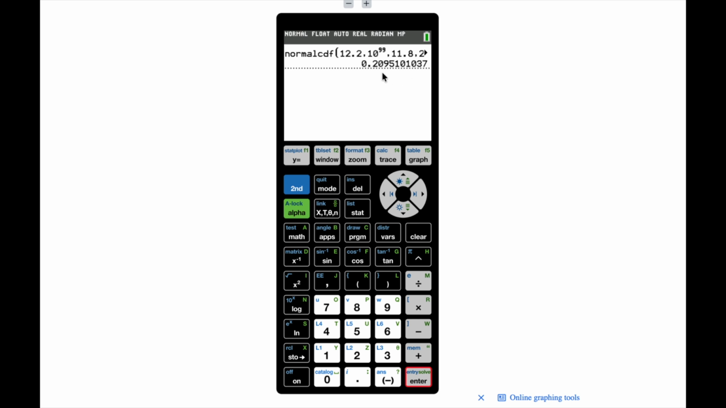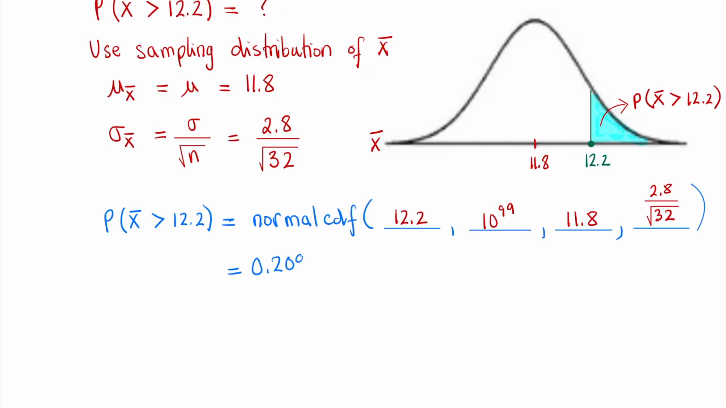This is our answer. The calculator gives 0.2095101037. Rounding to 4 decimal places, we get 0.2095. So there is approximately 20.95% chance that a random sample of 32 items will have an average length greater than 12.2 inches.